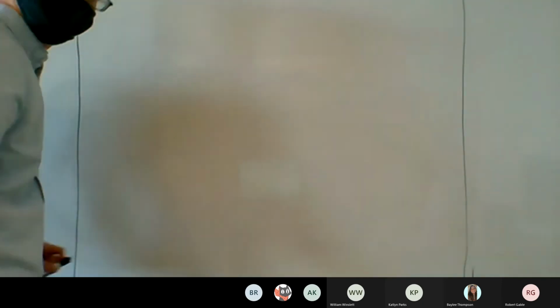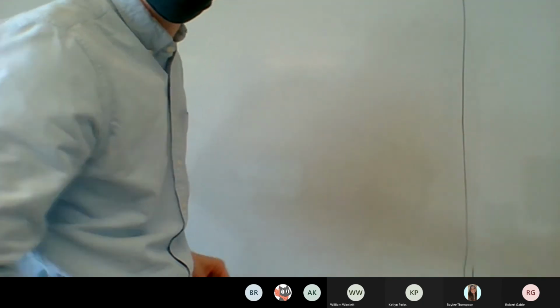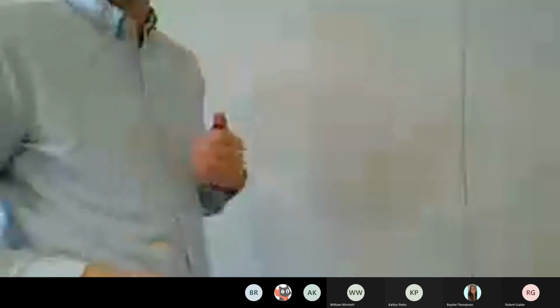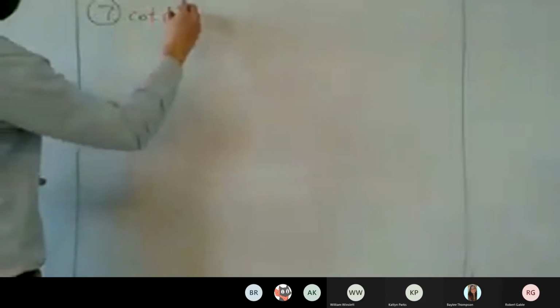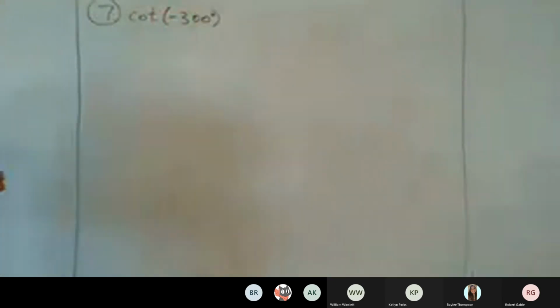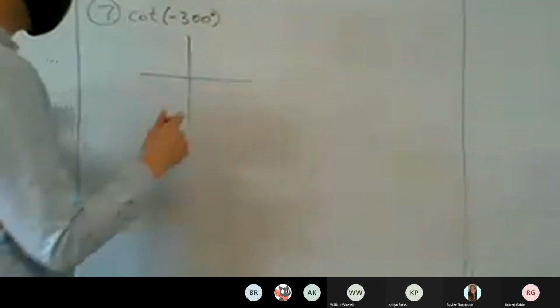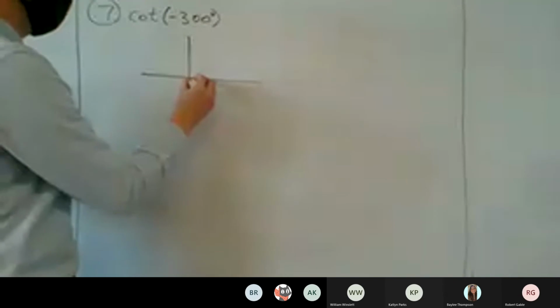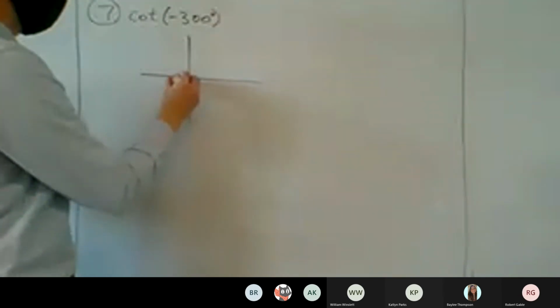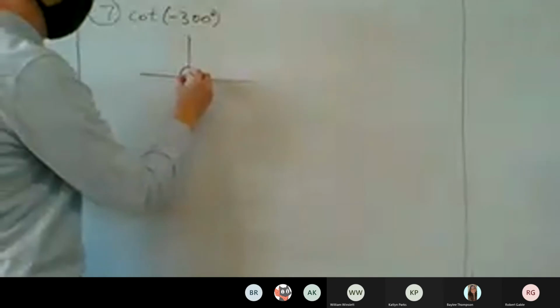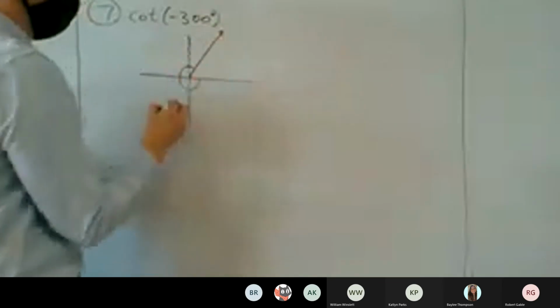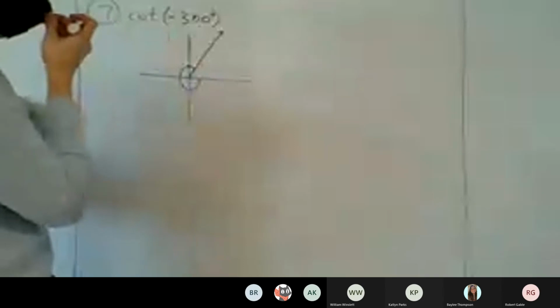All right. Number 7. Okay, straight up, find the exact value of the trig function cotangent of negative 300 degrees. Okay, first thing I'm going to do is find the reference angle. This angle is negative 300 degrees. Let's see. So that's negative 90, negative 180, negative 270. Negative 300 is going to put me all the way right here. That's the negative 300 degree angle.